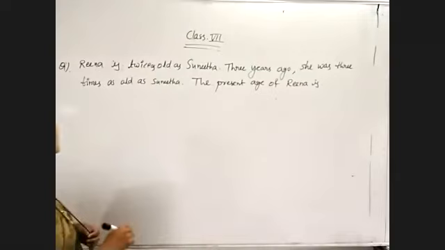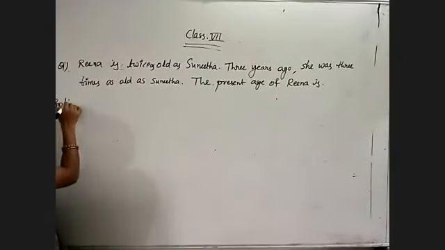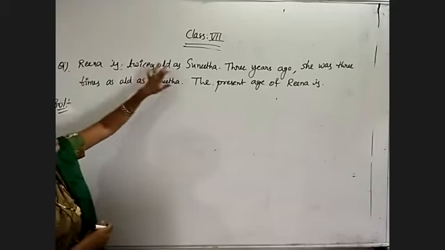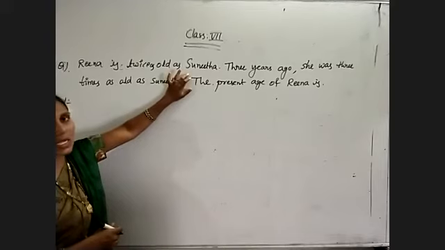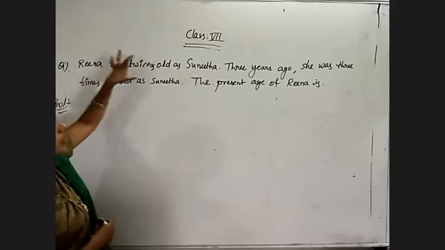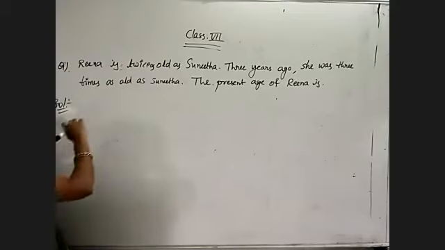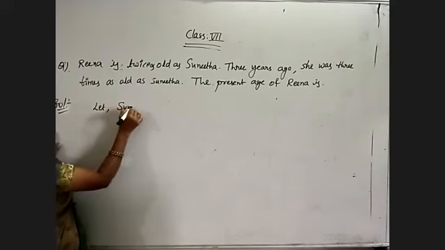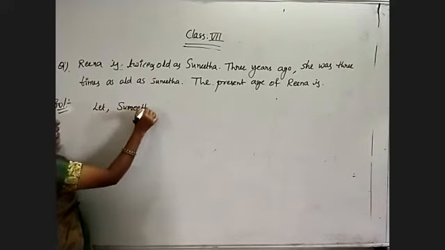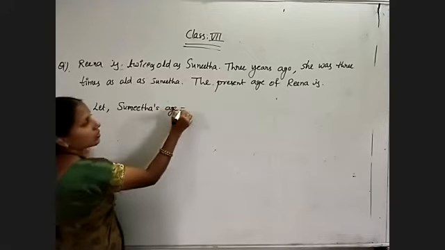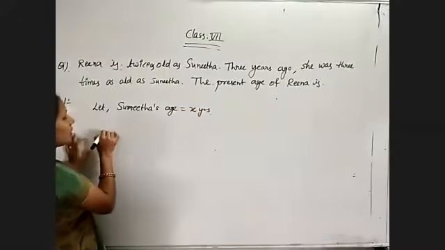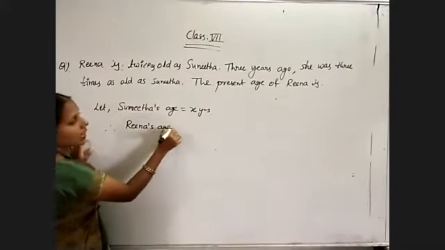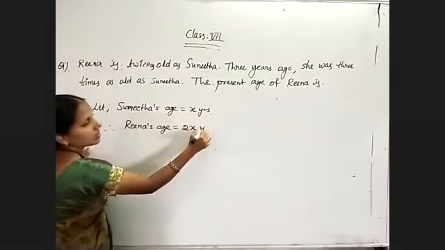Okay, observe this question. Reena is twice as old as Sunita. Means Reena's age is represented in terms of Sunita. So let Sunita's age be x. Reena's age will become twice of x. That's from the first sentence. Sunita's age is equal to x years. Therefore, given that Reena's age will be equal to twice of Sunita, that is 2 into x years.